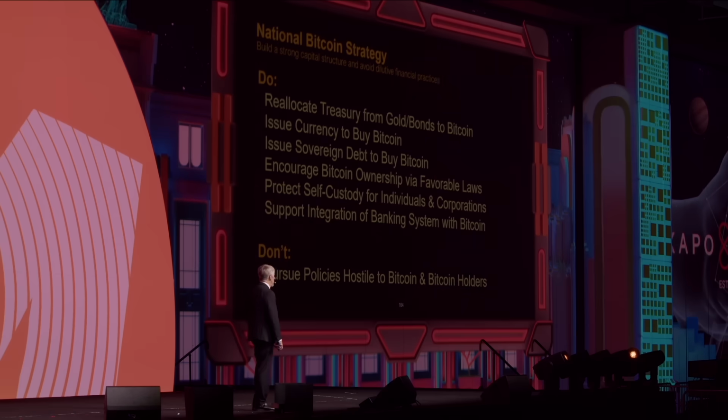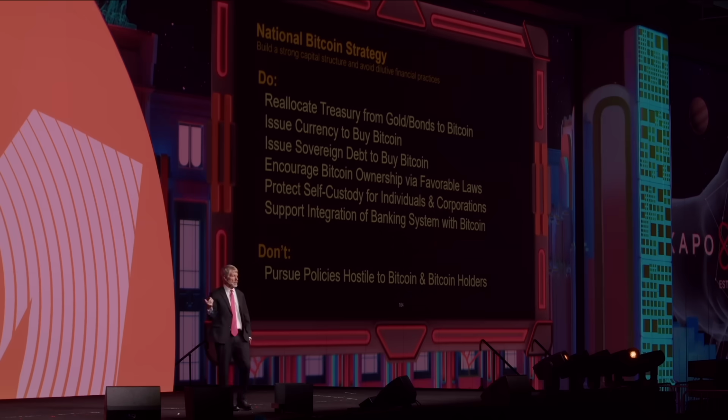Now let's talk about wealth of nations. This is the interesting one. What's the national Bitcoin strategy? Do's and don'ts. Well, reallocate your treasury from gold and bonds, they're short duration assets, to a 10,000-year asset.